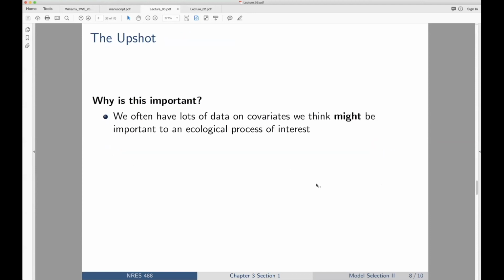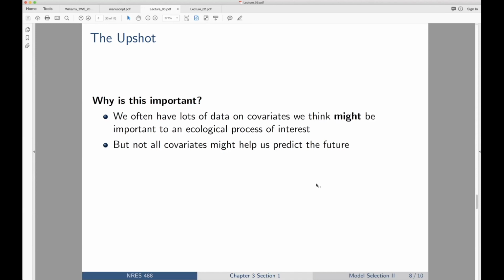All right, so why is all this important? We often have lots of data on covariates we think might be important to an ecological process of interest. Not all of these covariates are going to help us predict the future. Not only the future, but if we're doing this in space and we have data at an unobserved location, what can we predict about that location?